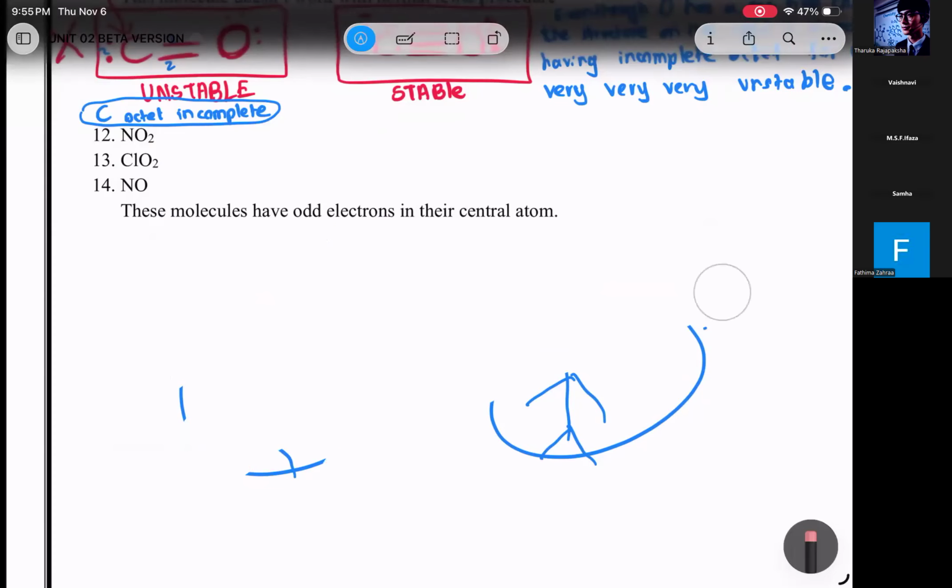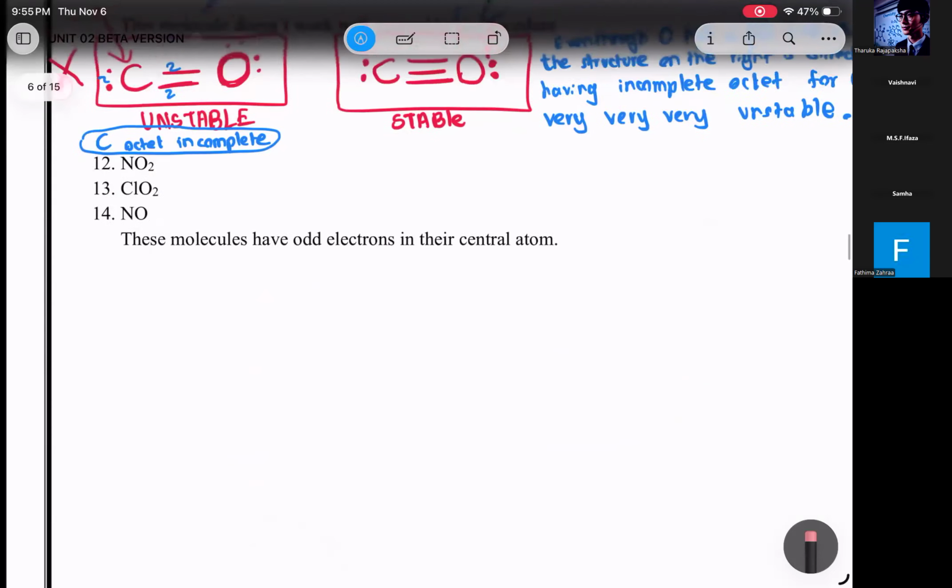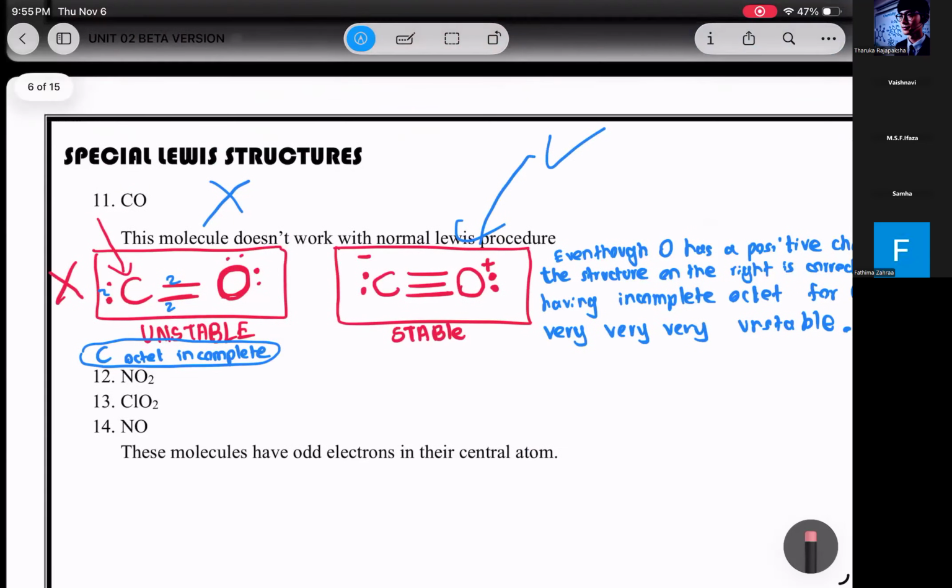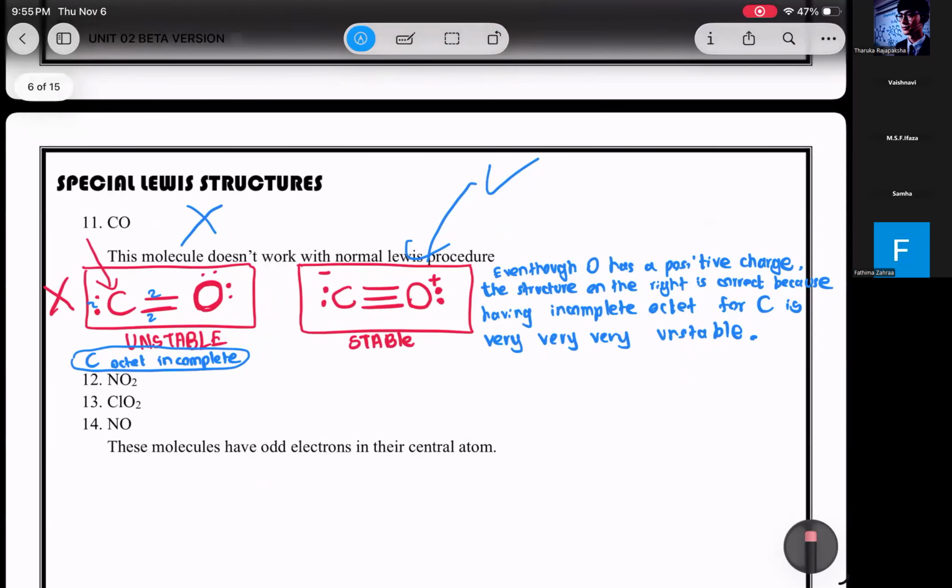ඒ වගේ තමයි මේකත්. Having an incomplete octet is worse than having what? Oxygen positive. So please keep this point in your mind. This will be questioned in papers.